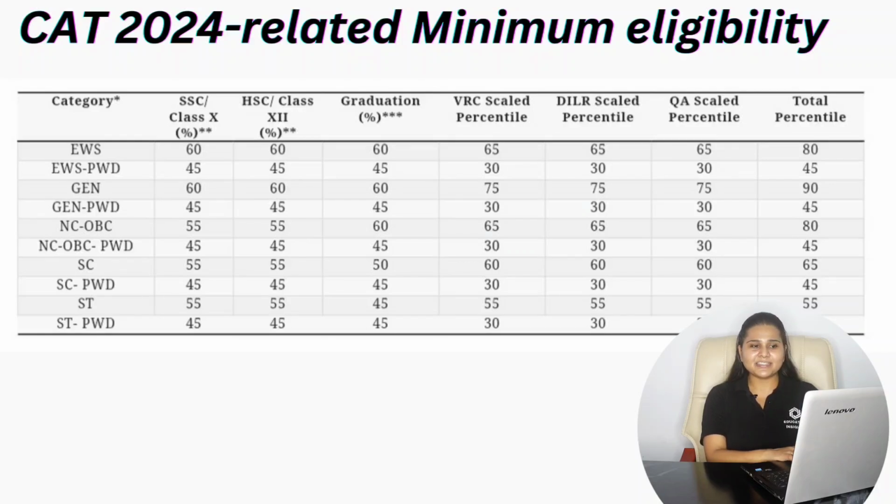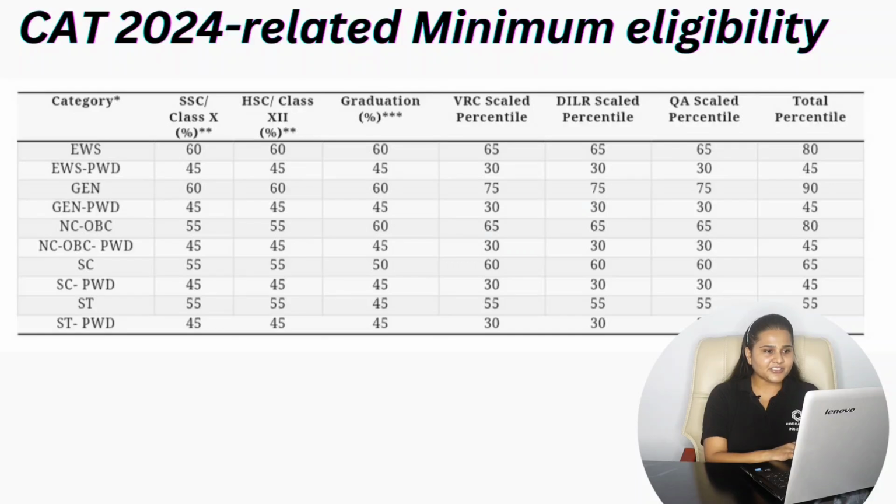Then for NCOBC, it is 65 in the 3 sections and overall 80. If we consider it for the SC category, it is 60 percentile in all the 3 sections and 65 percentile in your CAT entrance examination. For ST category, it is 55 percentile in the 3 sections and overall it is 55 percentile in your CAT 2024 entrance examination.